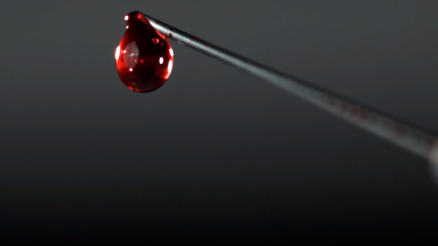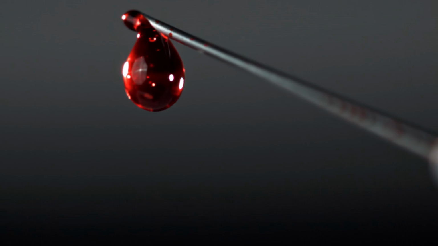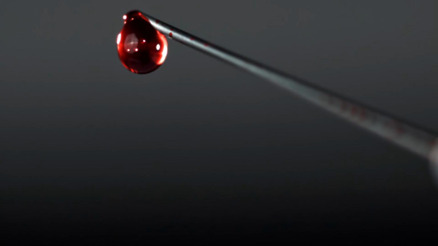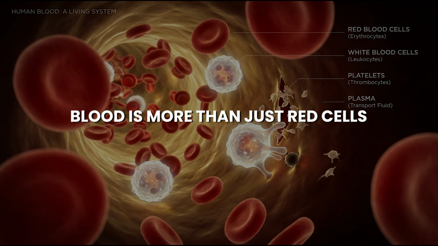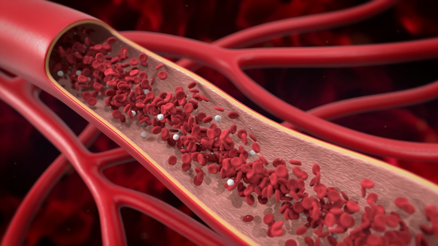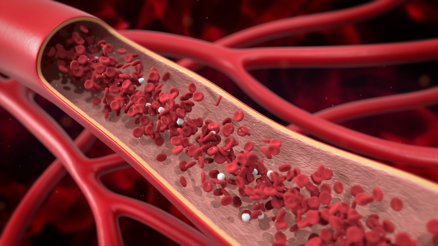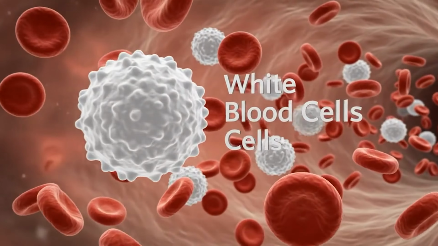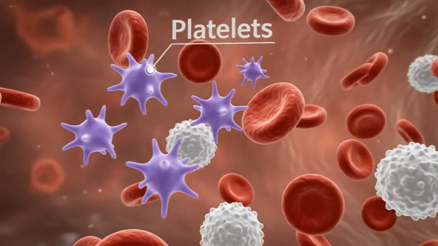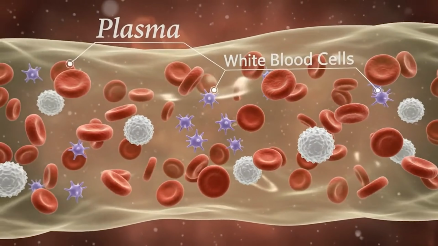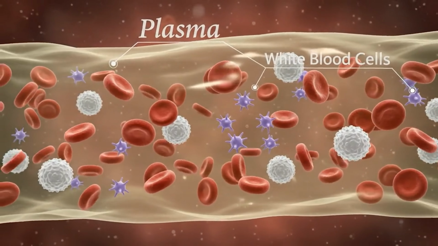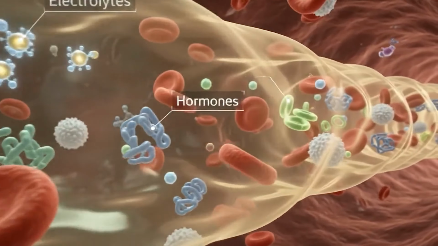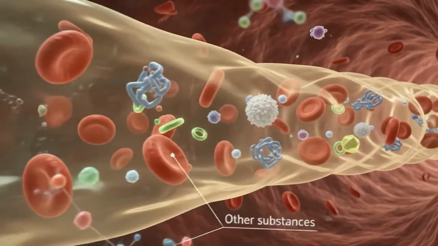But don't confuse these terms with universal donors and recipients for every blood component. Because blood isn't just one thing. Blood is more than just red cells. Blood contains several major components. There are red blood cells, which transport oxygen, white blood cells, which help defend the body, platelets, which help blood clot, and plasma, the liquid portion that carries proteins, electrolytes, hormones, nutrients, and other substances.